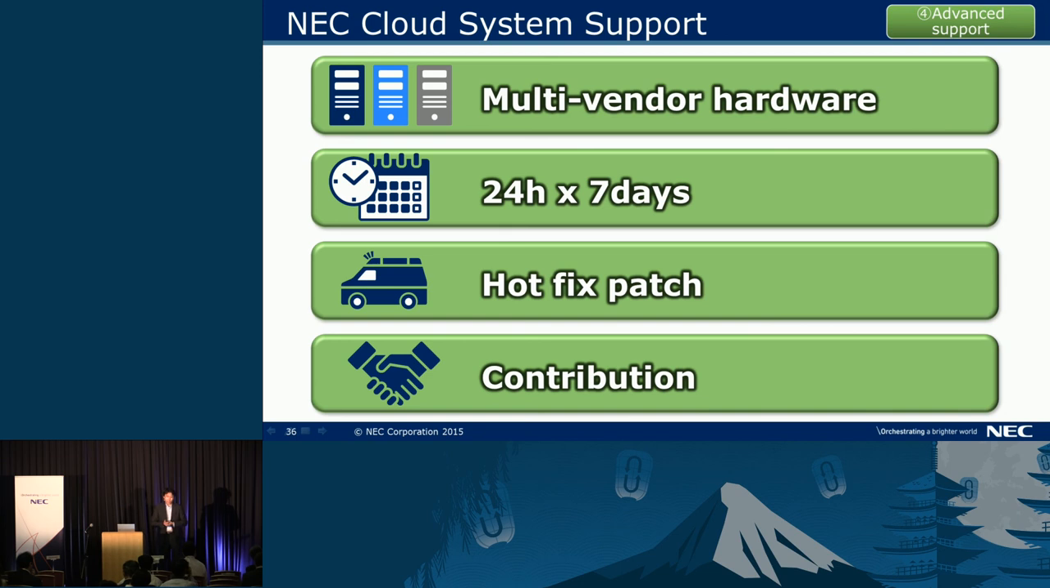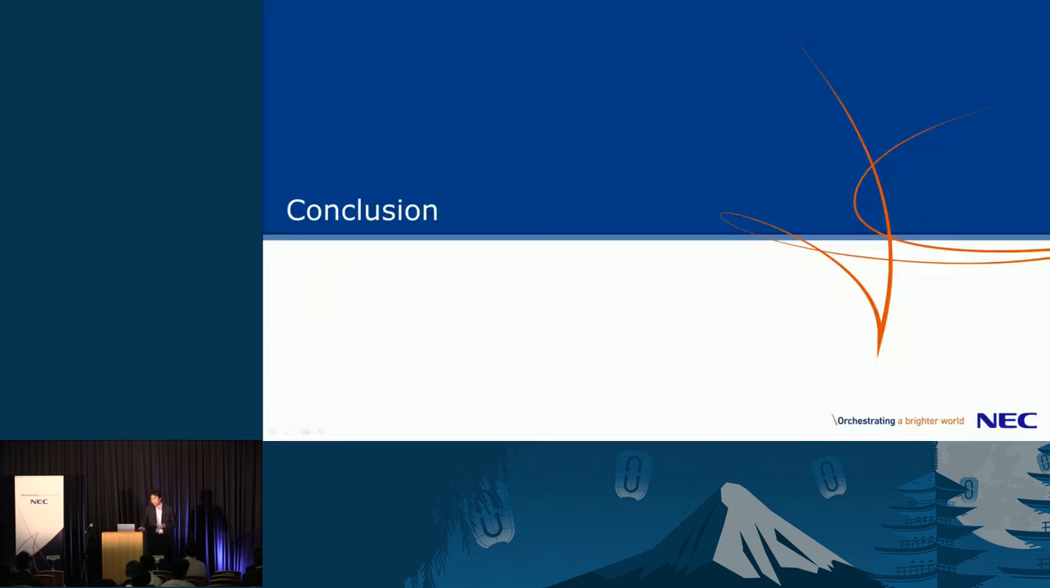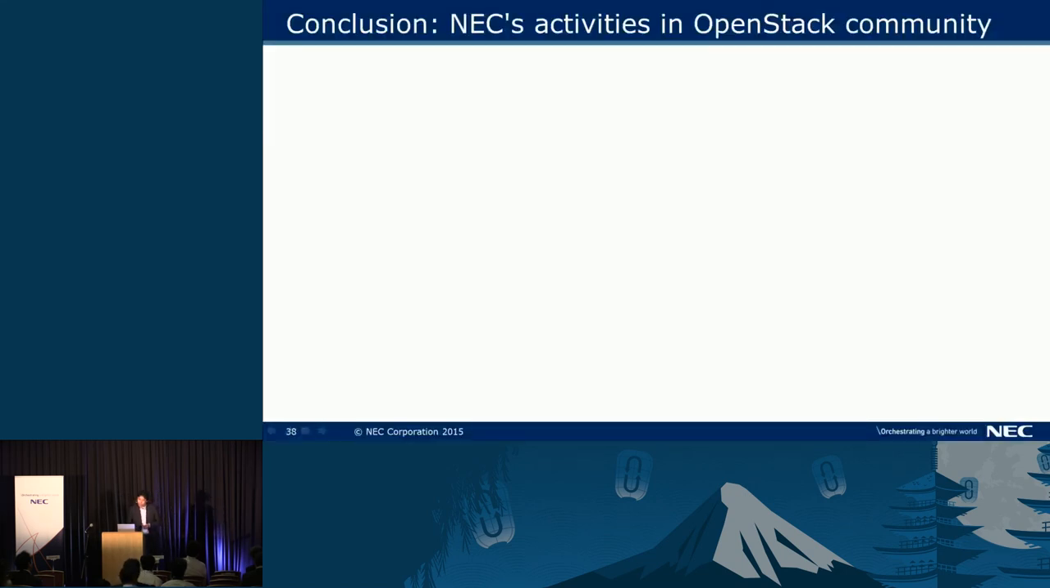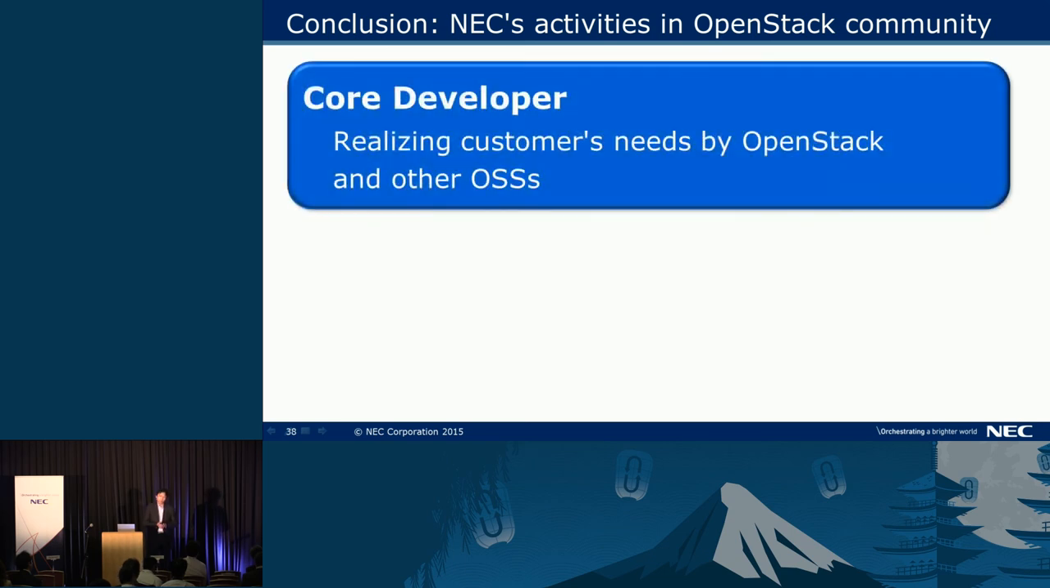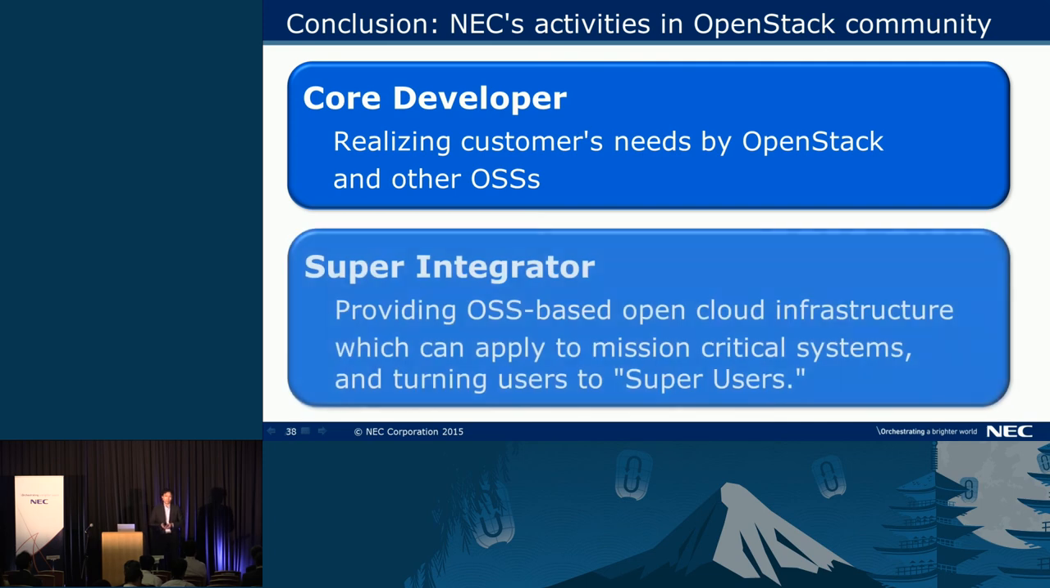Next slide is NEC cloud system support. We can support multi-vendor hardware, we support 24 hours, 7 days, and we provide hotfix patches. And such bug fixes and code changes should be contributed to the community. Finally, regarding the core developer role, we realize customers' needs with OpenStack and other OSS. Regarding the super integrator role, we provide OSS-based open cloud infrastructure which can apply to mission-critical systems and turn users into super users.